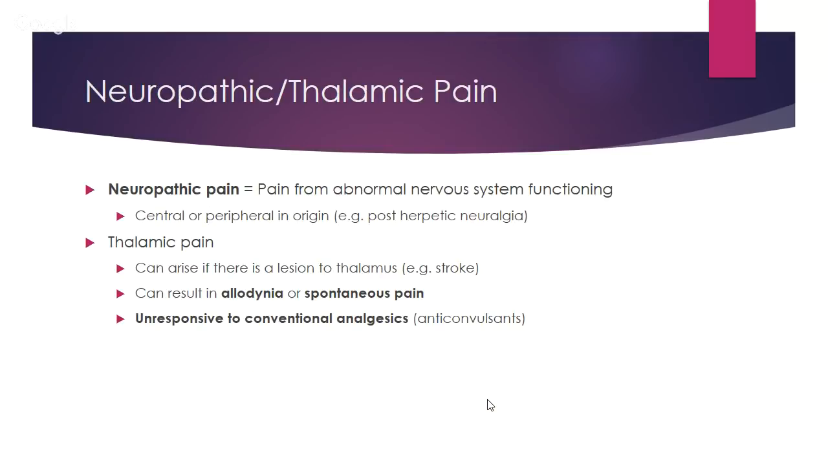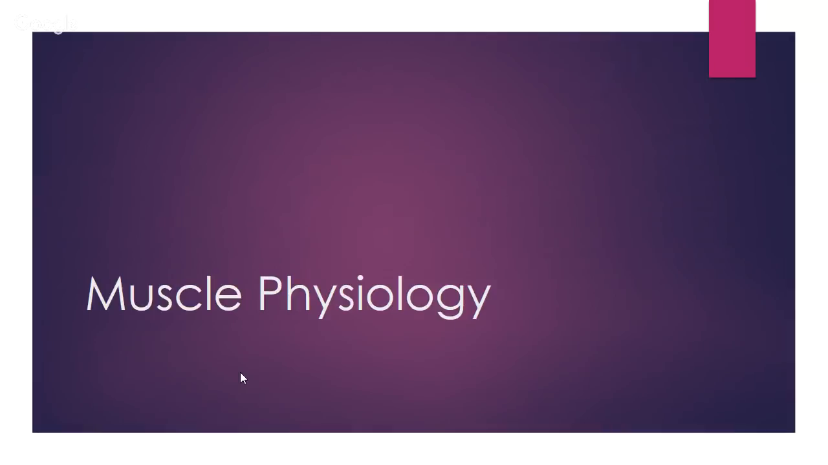Neuropathic and thalamic pain. Neuropathic pain just refers to pain from abnormal nervous system functioning. So postherpetic neuralgia is an example of that. And it can be central or peripheral in origin. Thalamic pain can arise if there's a lesion in the thalamus, so something like a stroke. And this goes on to cause allodynia or spontaneous pain. And it can be unresponsive to normal analgesics. So sometimes people use anti-epileptics to treat these.